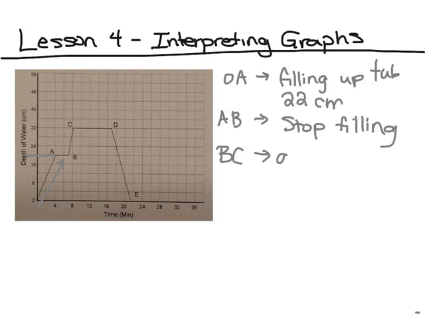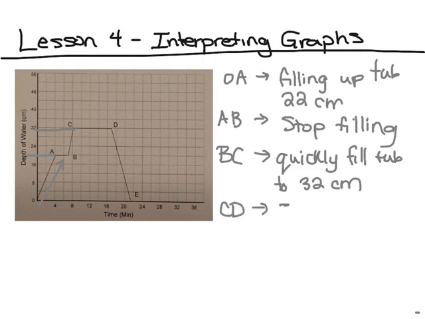So you quickly fill up the tub until it gets to the height of 32 centimeters. Then from C to D, you stop for a long time. This is probably where you're doing the bathing, washing of the hair, and all the major crevices. So you stop for a while. Then D to E, it's going back down to 0, so you're draining the tub.